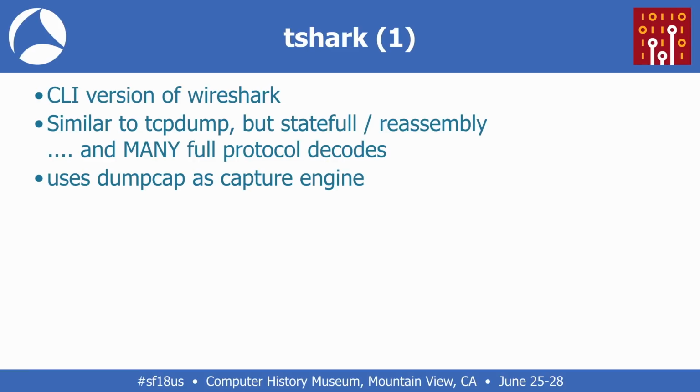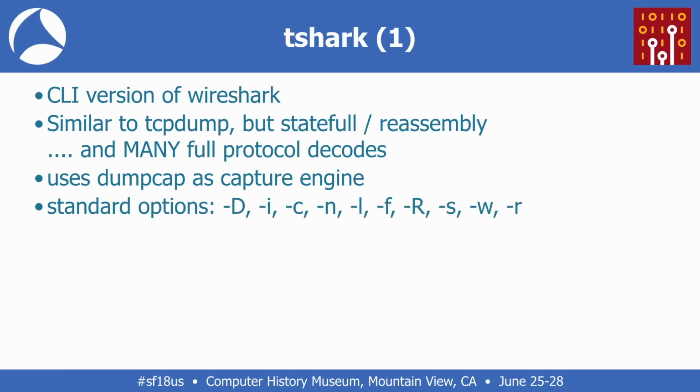Just like Wireshark, tshark uses dumpcap as capture engine to separate the privileges, because you don't want to run 2 million lines of code with root access. So that's why it uses dumpcap. And the standard options that you can use are -D for listing the interfaces, -i for selecting an interface. You can do -c if you just need like 10 packets to see what's happening on the interface. -n for disabling name resolving, -l to make it line buffered instead of buffered, which means each packet will be printed out immediately instead of waiting until the buffer is full.